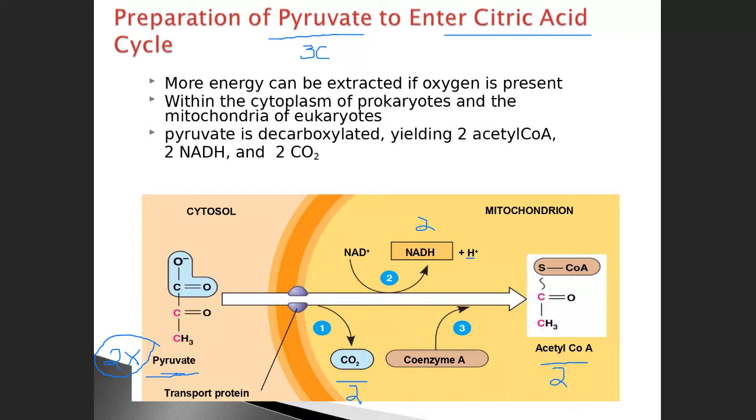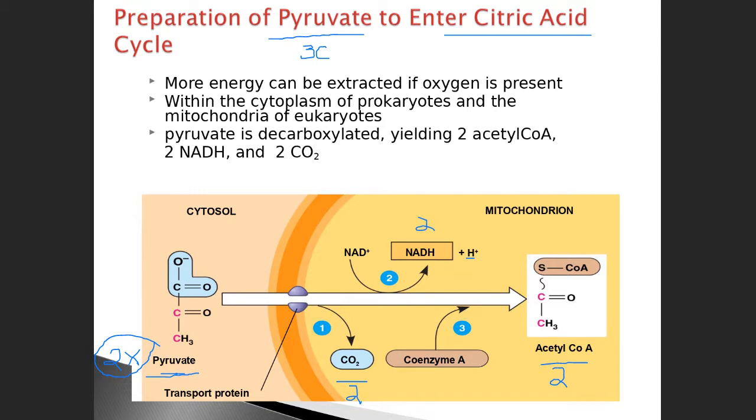Let's go through it real quick. So in the prep step, in prokaryotes, it occurs in the cytoplasm. And in eukaryotes, it occurs in the mitochondria. Fill it out. Okay? This is aerobic, right? The starting molecule, what's the starting molecule for the prep step? Somebody remind me. Pyruvate. Good. 2 of them, right? 2. And what's the ending molecule? Acetyl CoA. How many? 2.